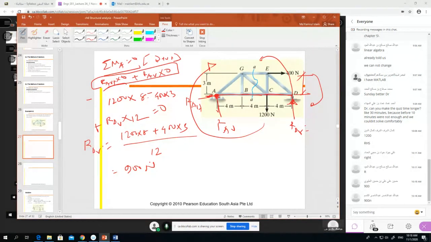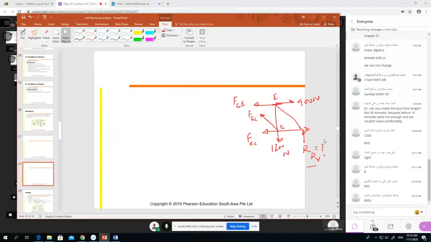So RdV equals 900. We got the result: RdV equals 900 Newton, and it is upward. We got the force, right?